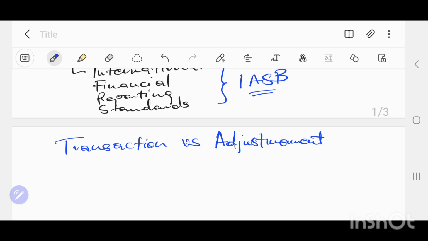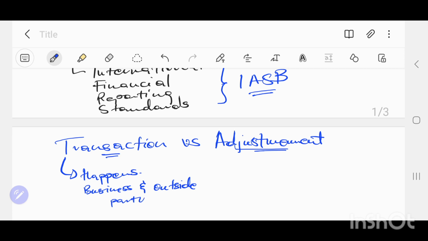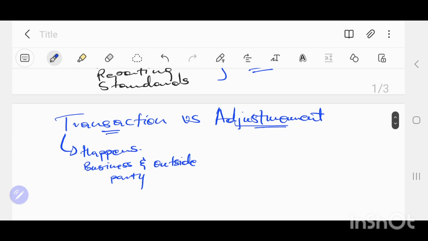So a transaction versus an adjustment. A transaction happens daily. It happens between the business and an outside party.